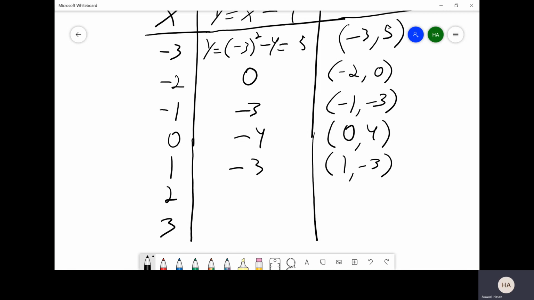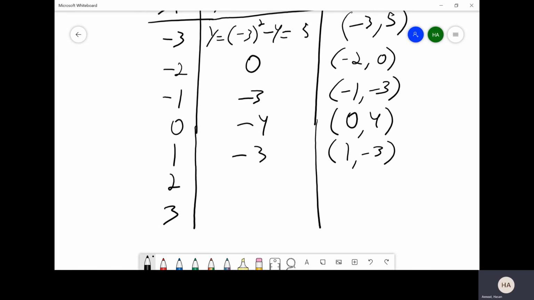Not necessarily your input and not necessarily your ordered pairs, definitely not your ordered pairs, because again, notice that -1, -3 is not the same as 1, -3, but your output for plugging in a number for x will start to repeat on both sides.